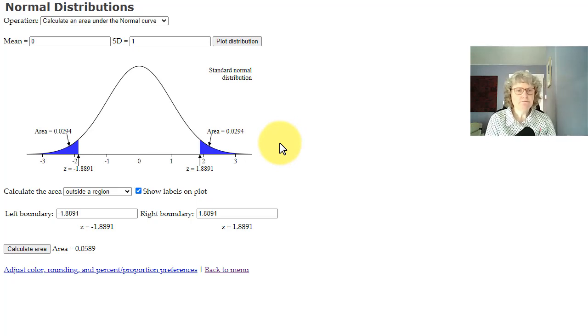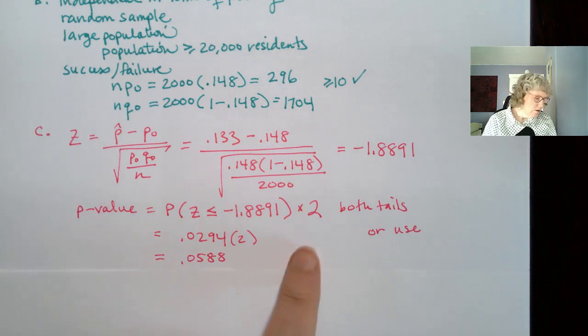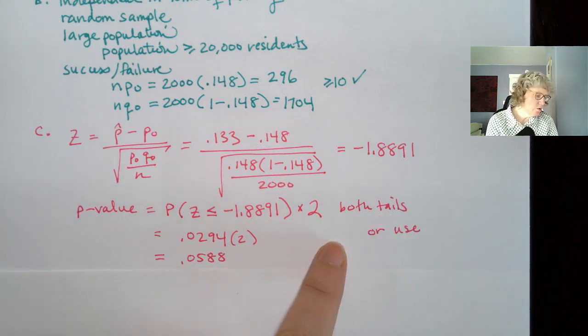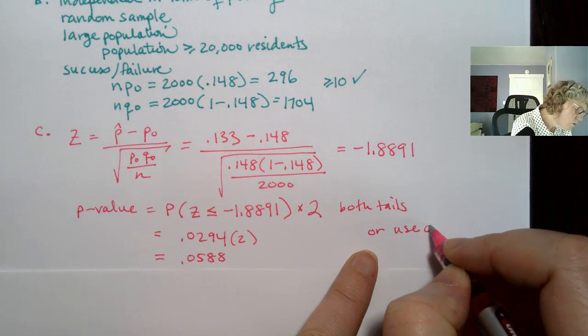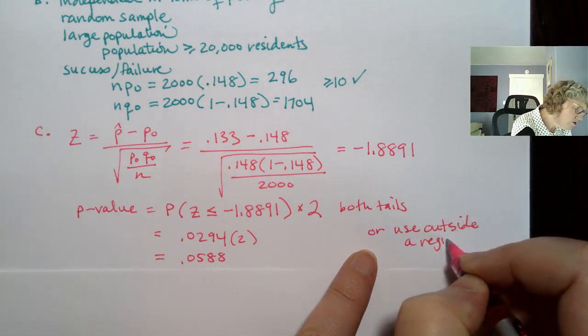Okay, our p-values are always going towards the tail, so they should always be at most like 0.20. You would rarely see anything larger than that, okay? So you can do it either way. You can either do outside a region. Let me go back to the notes. So you can either multiply by 2 for both tails or use outside a region.